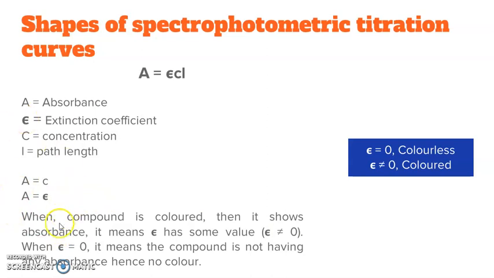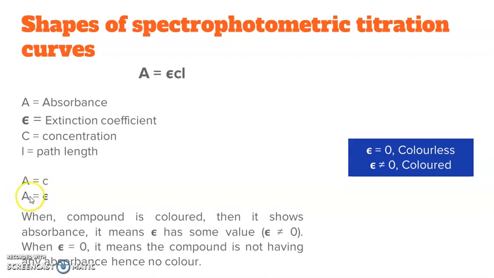If the compound is showing absorbance, then according to this equation, it means that epsilon has some value. If your sample is colored in nature, it shows absorbance, and that absorbance is because of this epsilon value, the extinction coefficient. Whenever there is an absorbance, epsilon is not equal to 0.